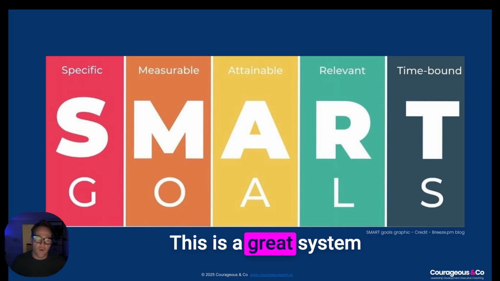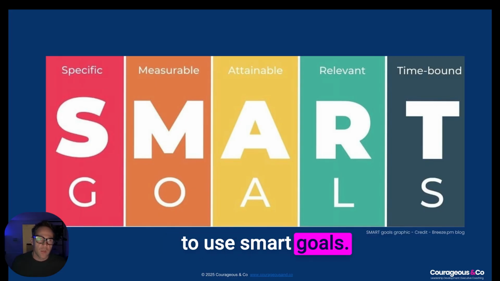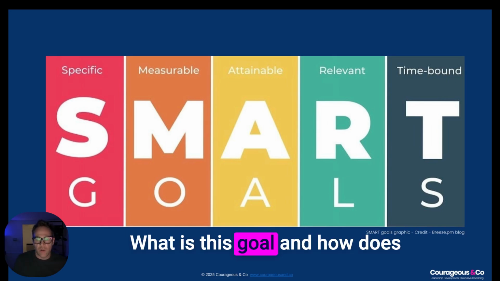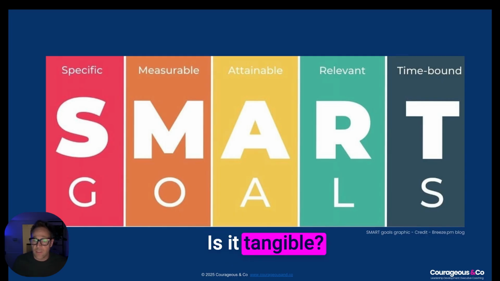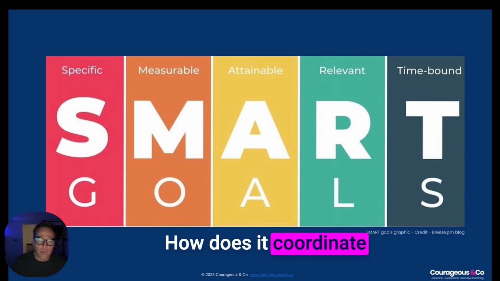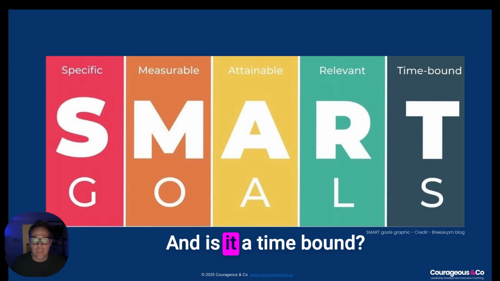This is a great system to use, SMART goals. You get specific about the information. What is this goal and how does it relate to my other goals? Is it measurable? Is it tangible? Is it attainable? How relevant is it? How does it coordinate with other things? And is it time bound?